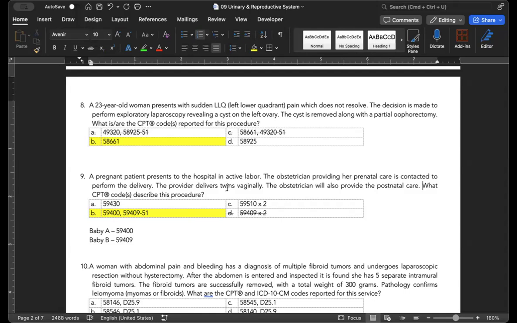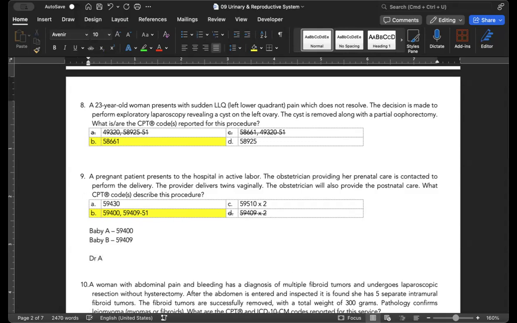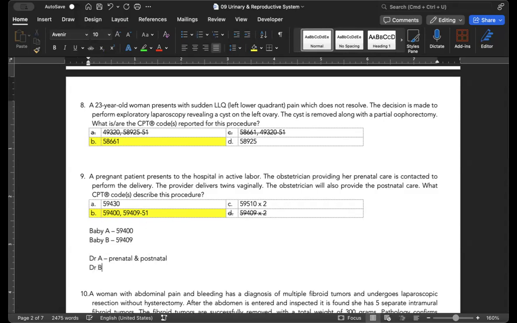Okay. So if a separate doctor did the delivery, it'd be just the 59409 with a 51 for just that. Or excuse me, 51. Well, yes. So it would be 59409 and then 59409 with a 51. So let's say Dr. A did prenatal and postnatal, right? And then Dr. B, who is not in the same group practice, then at that point does the delivery only.